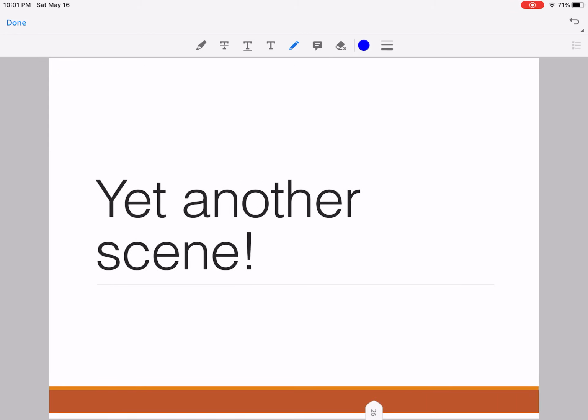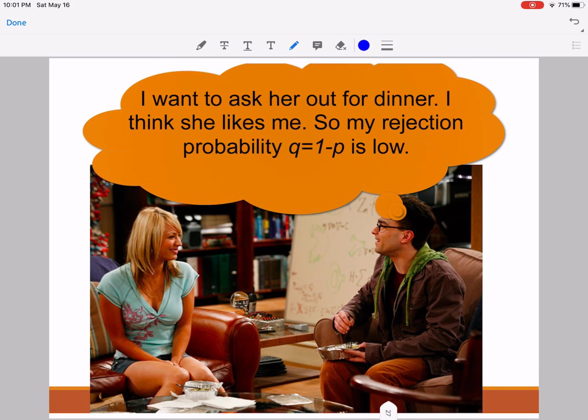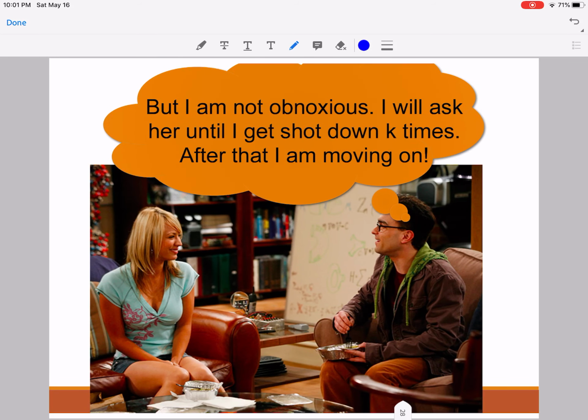Moving on, I have another scene for you. Now we have two characters, Leonard and Penny, and Leonard wants to ask her out for dinner. I think she likes me, so my rejection probability Q is probably low. But I'm not obnoxious, so I'll ask her until I get rejected K times, and after that I'm going to move on because I'm going to take a hint that this lady is not interested in going out with me that much. So if I get shot down K times, I'm going to move on, and this K times can appear however.